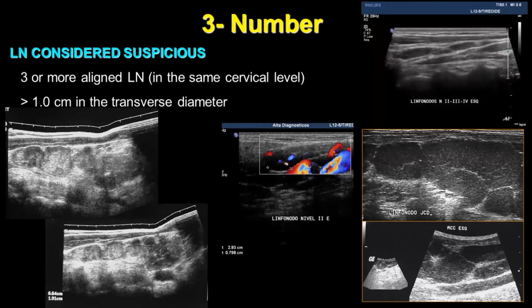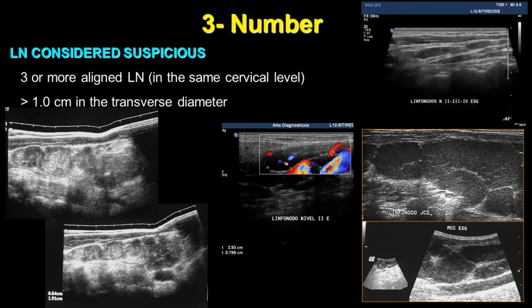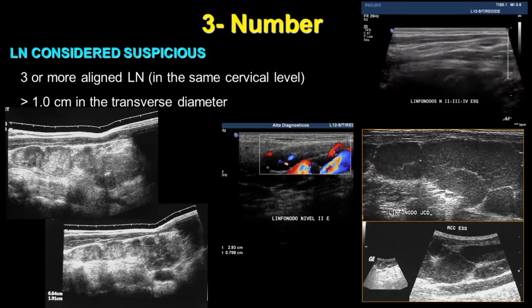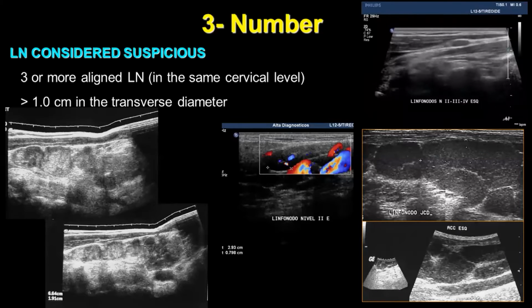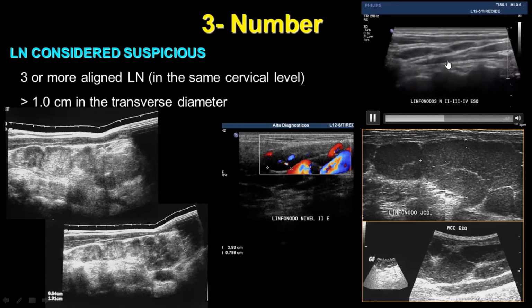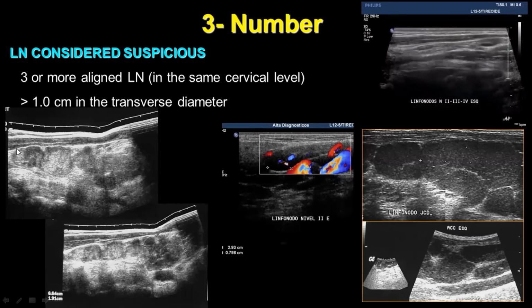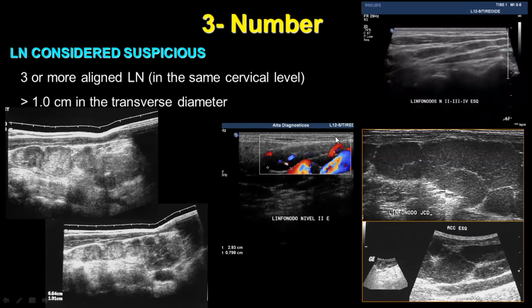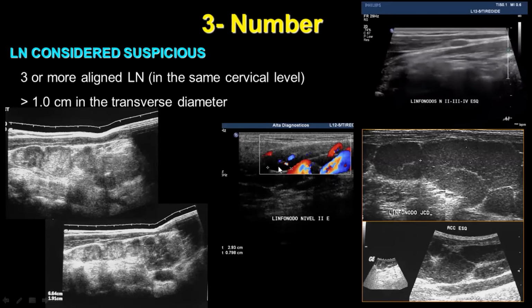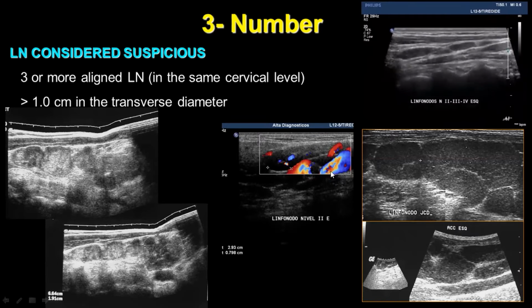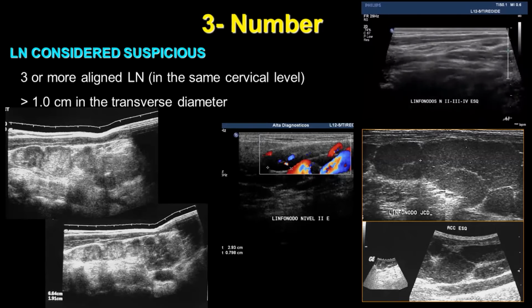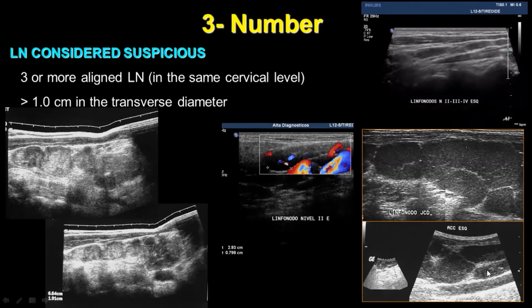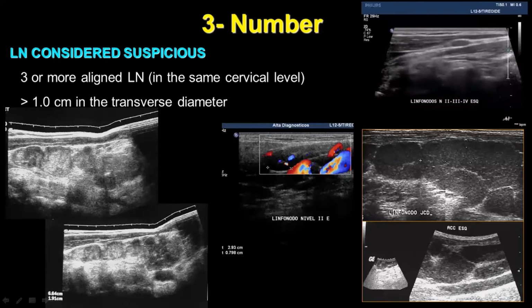Regarding number, it must be considered suspicious when we have 3 or more aligned lymph nodes in the same cervical level. When they are larger than 1 centimeter in the transverse axis, you can consider it suspicious. As you can see here, many lymph nodes are aligned. Here as well, like a conglomerate lymph node. Here is only one enlarged lymph node, and this is normal, not abnormal. And here you can see easier scanning with a convex probe to evaluate the relation with the vessel.